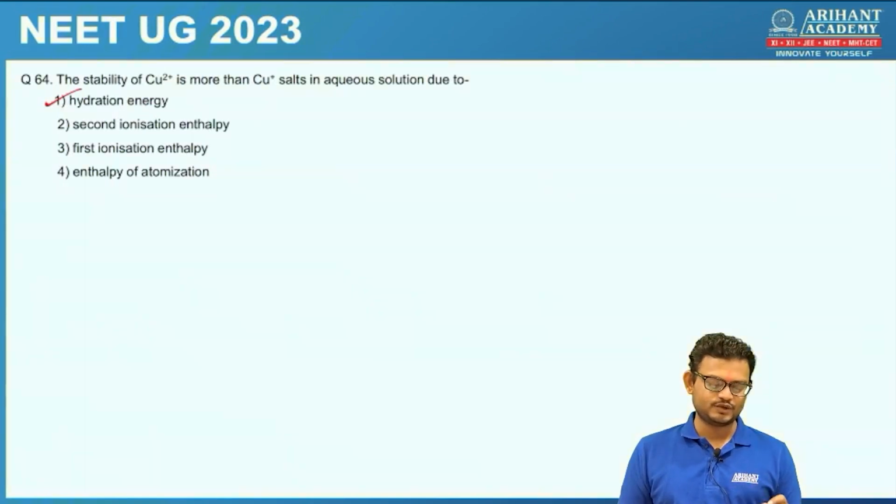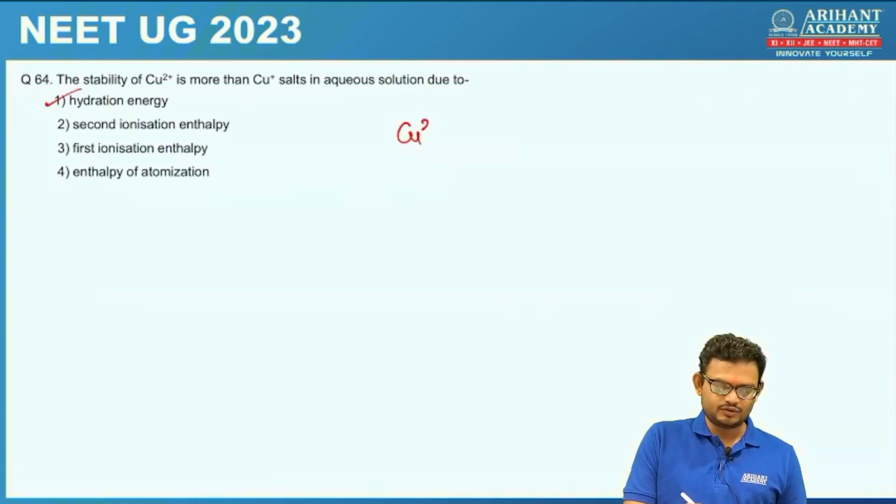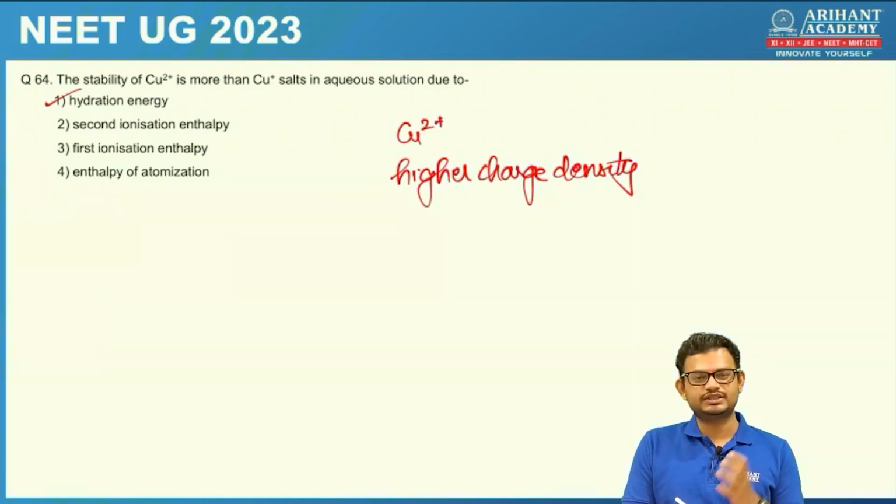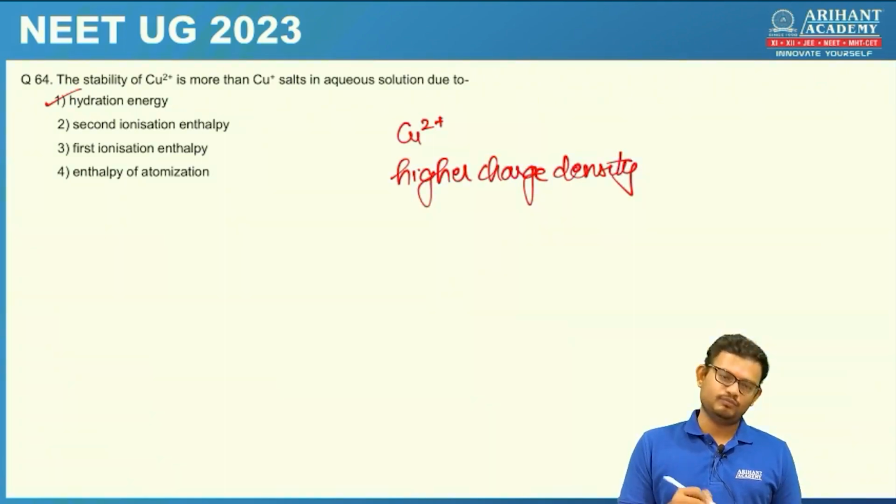is more than Cu+ salts in aqueous solution, definitely the correct answer would be hydration energy, because Cu2+ has a higher charge density. Since it has a higher charge density, it would be more hydrated as compared to the Cu+ salt, and more hydration energy meaning more stability. So the correct option is option 1. Let's move to the next.